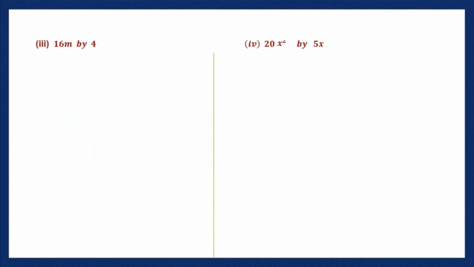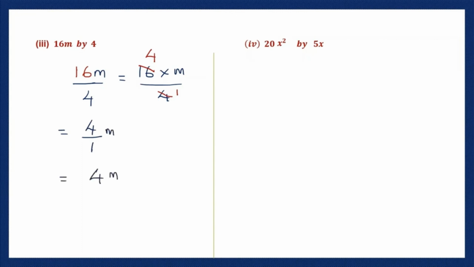Question 3. Divide 16m by 4. So 16m, we will divide it by 4. So m, when I put it here, 16m by 4 is 16 into m divided by 4. So now let's cancel what we can. I can cancel 4 and 16. 4 ones are 4. 4 fours are 16. So what is left there? I get 4 by 1m, which is equal to 4m. So final answer here is 4m.